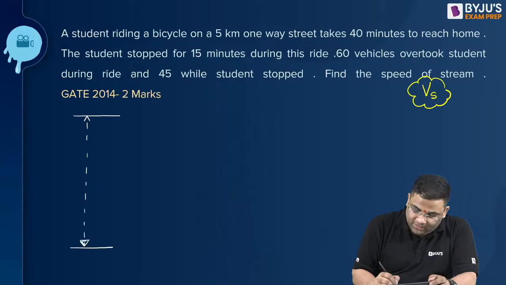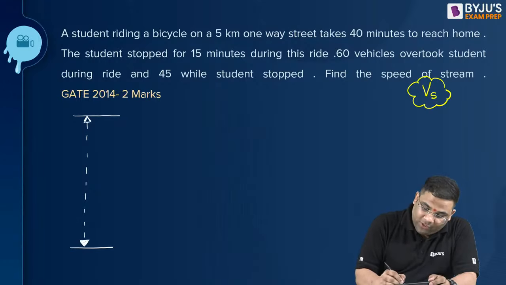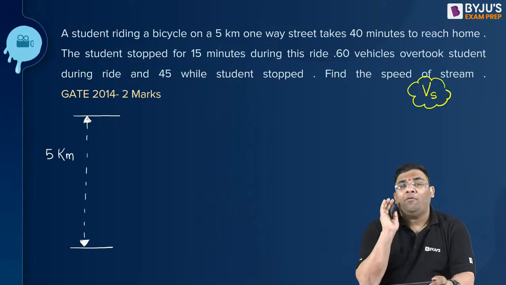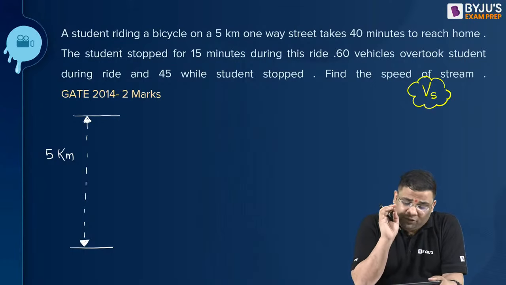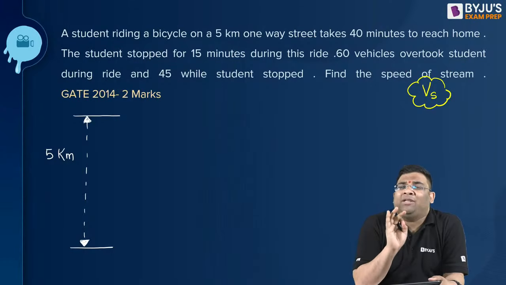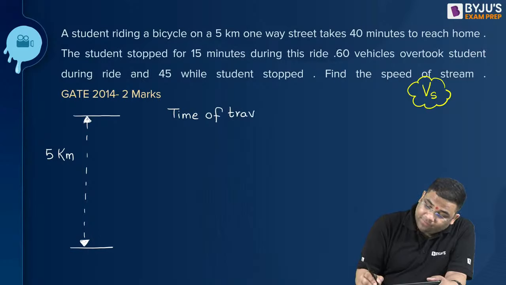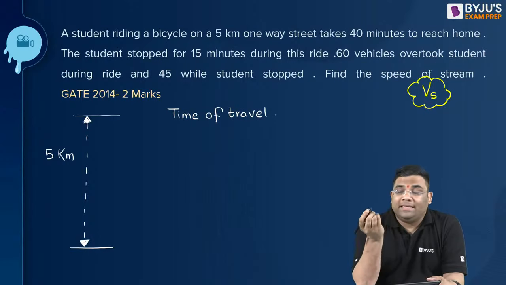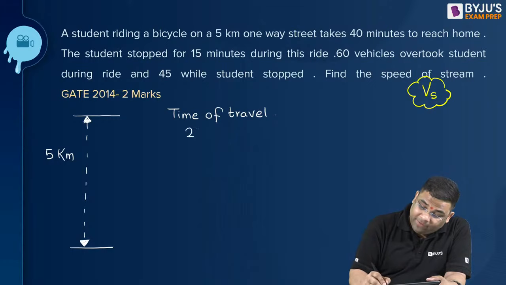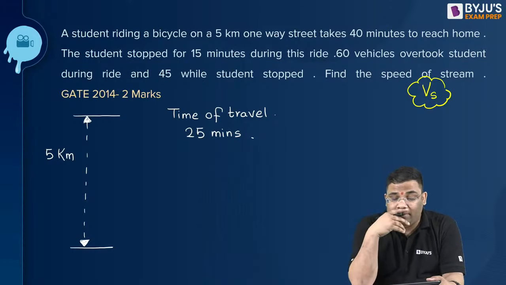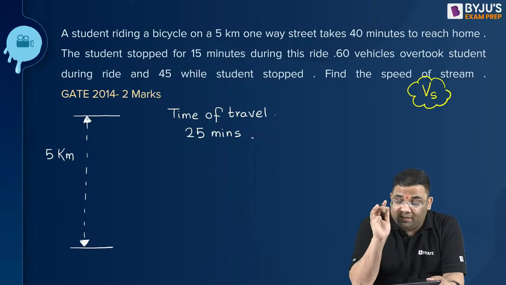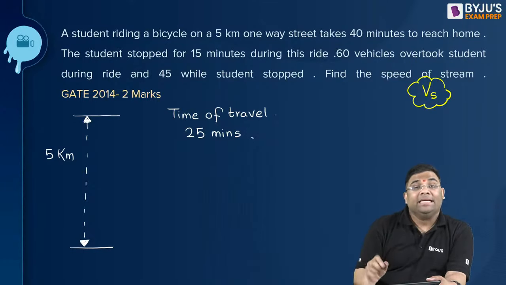A student is traveling on this stretch of road, 5 kilometers. And he takes how much? 40 minutes. He stopped for 15 minutes. If he stops for 15 minutes, what is the actual time of travel? Yes, the time of travel will be 25 minutes, right? Because total was 40 minutes, but he stopped for 15 minutes. That means 25 minutes he traveled.